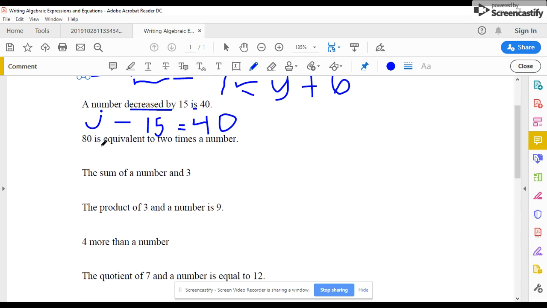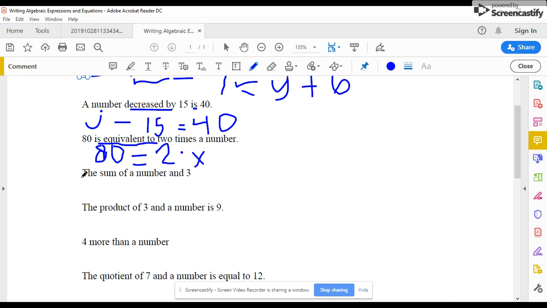80. Oh, that's not an 8. What is that? 80. That's better. Is equivalent to, so all of that means equals 2 times a number.